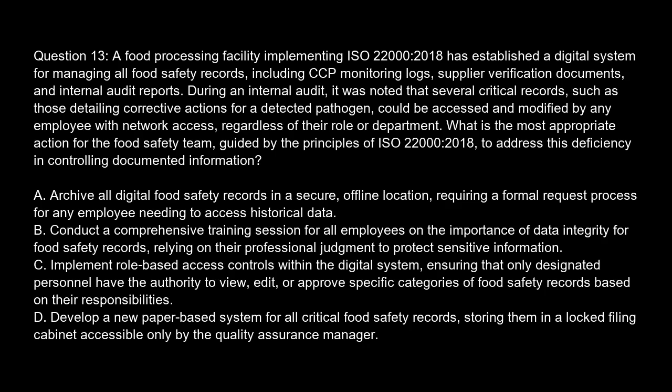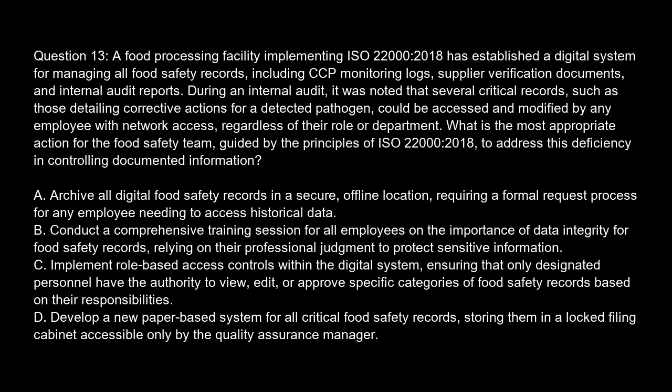department. What is the most appropriate action for the food safety team, guided by the principles of ISO 22018, to address this deficiency in controlling documented information? Option A. Archive all digital food safety records in a secure, offline location, requiring a formal request process for any employee needing to access historical data. Option B. Conduct a comprehensive training session for all employees on the importance of data integrity for food safety records, relying on their professional judgment to protect sensitive information.